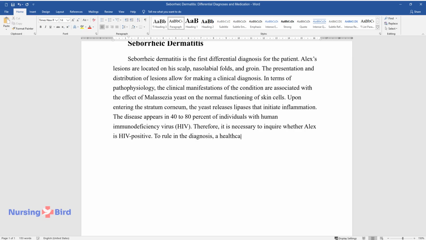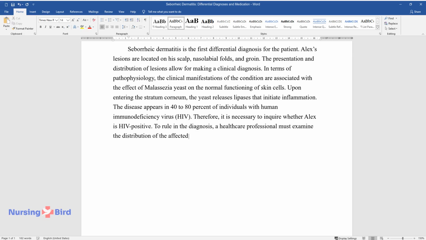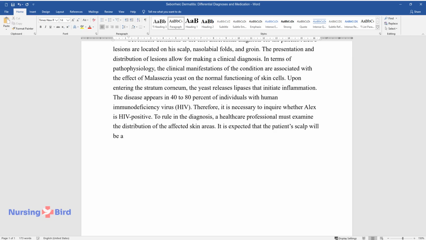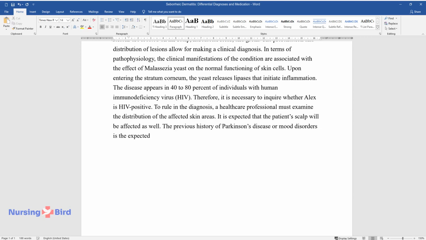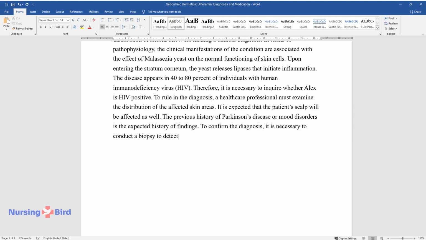To rule in the diagnosis, a healthcare professional must examine the distribution of the affected skin areas. It is expected that the patient's scalp will be affected as well. The previous history of Parkinson's disease or mood disorders is the expected history of findings. To confirm the diagnosis, it is necessary to conduct a biopsy to detect parakeratosis in the epidermis or spongiosis.